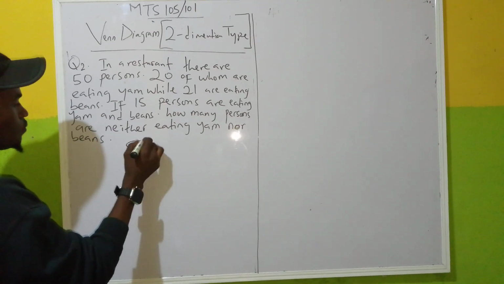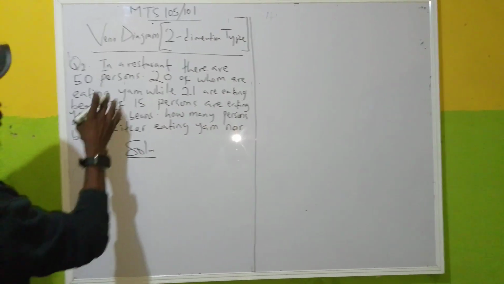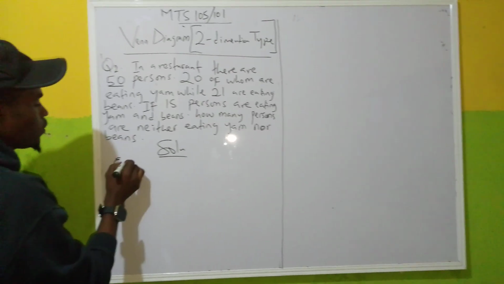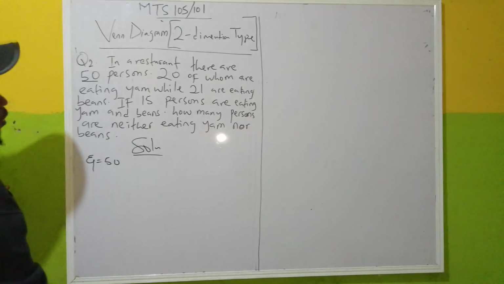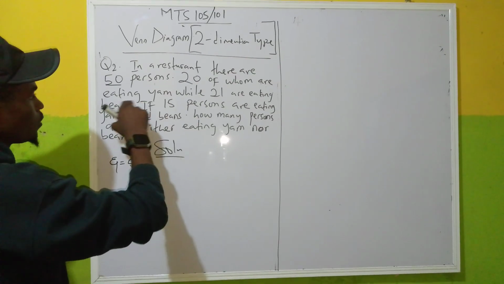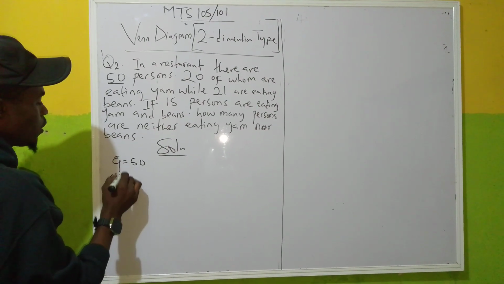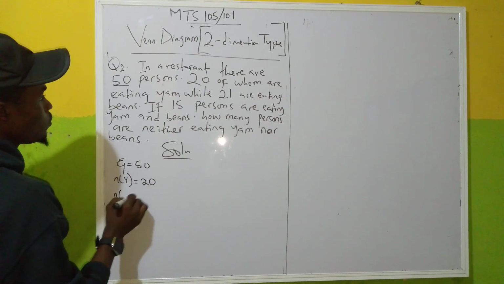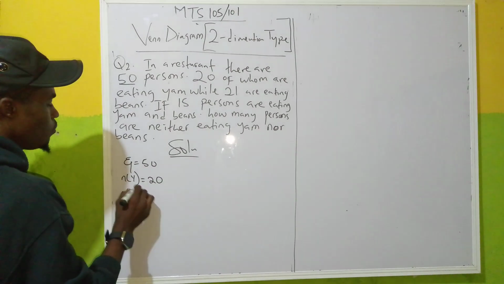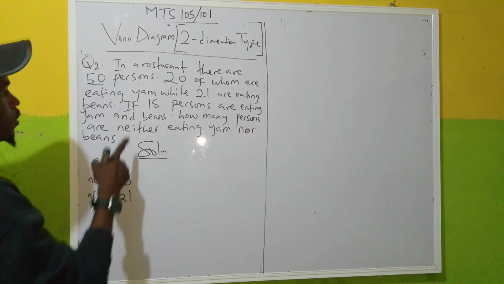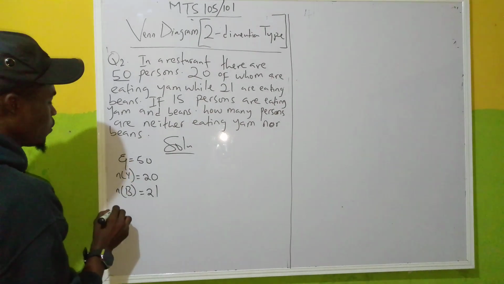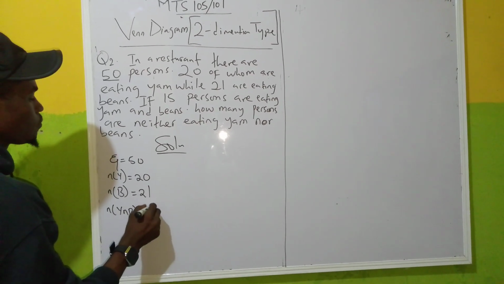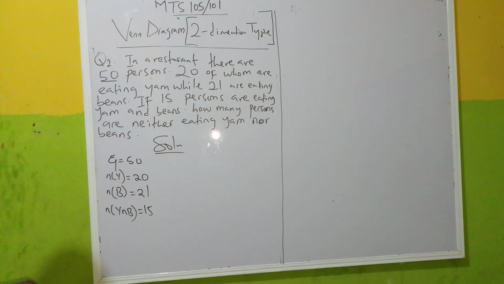Alright, solution. So it's clear that our inverse set here is 50. In a restaurant there are 50 persons, so our inverse set here is 50. Right, so 20 of whom are eating yam. Number of those eating yam is 20. So 21 are eating beans. Those eating beans is 21. If 15 persons are eating yam and beans, yam intersection beans is 15.